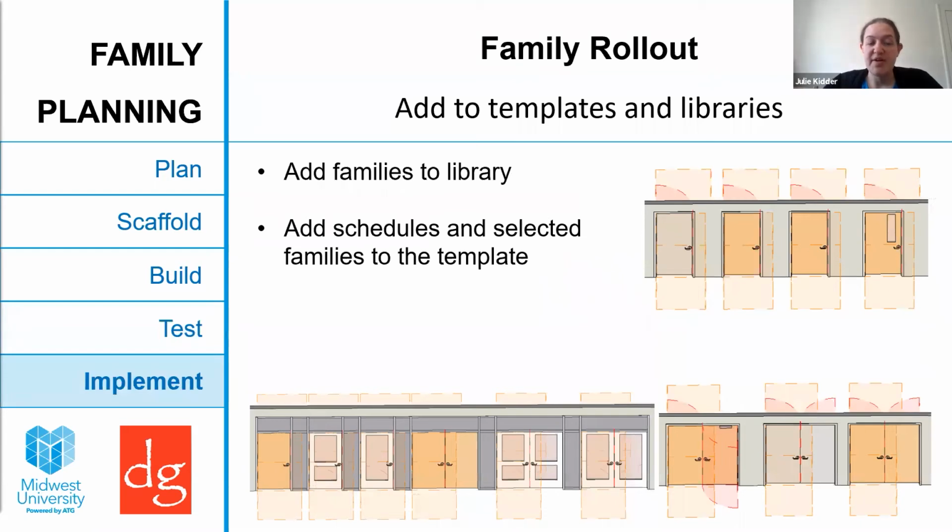Then implement. How do you roll it out? Add the families to your library, add the schedules and selected families to the template. These were the different door types that were initially added to the template from those. There's 5 families in the template, 7 total in the library.